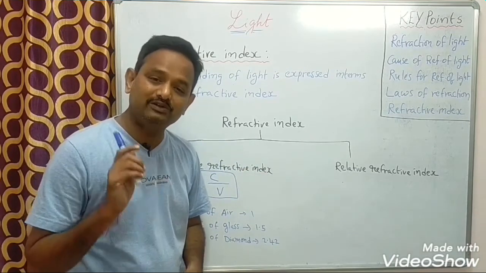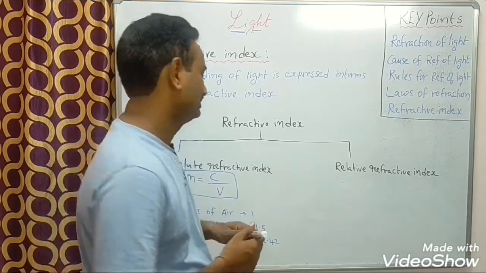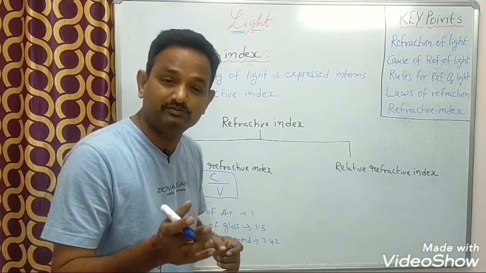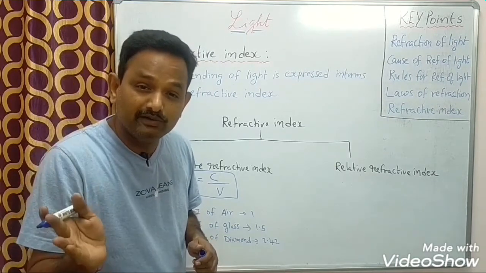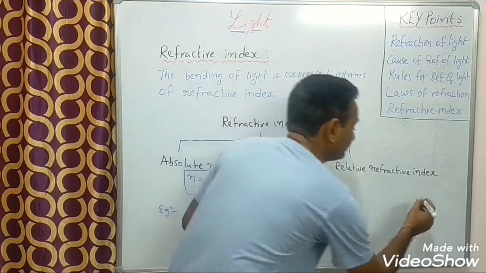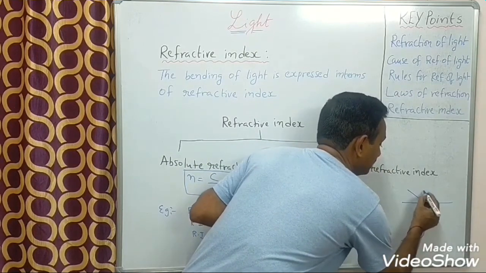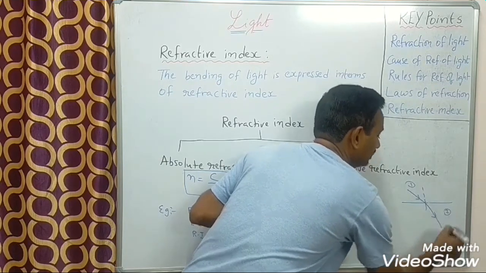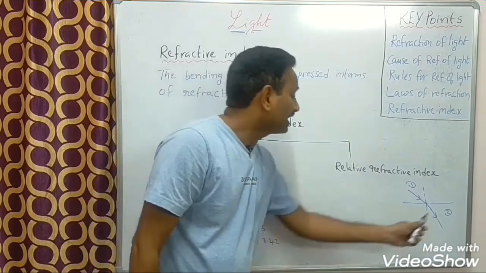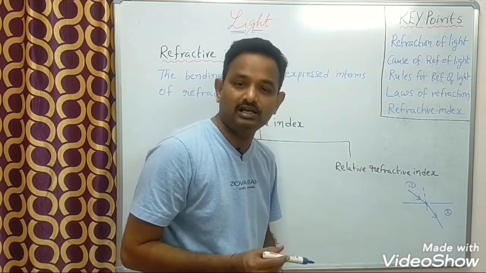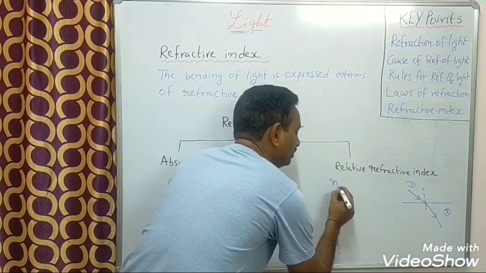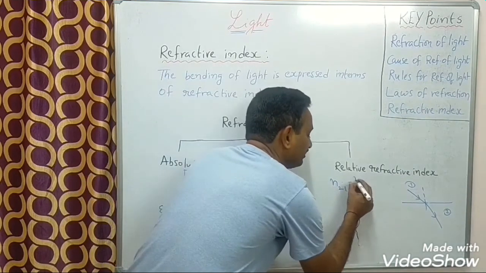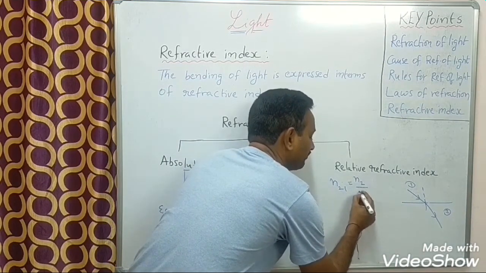Next, relative refractive index. What is meant by relative refractive index? Look here. Relative refractive index means when light is traveling from one medium to another medium. For suppose it is traveling from medium 1 to medium 2. So we need to know the refractive index of medium 2. Here, the refractive index of medium 2 with respect to medium 1 is equal to refractive index of medium 2 divided by refractive index of medium 1.